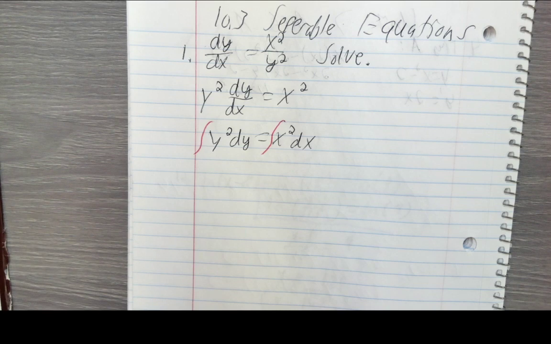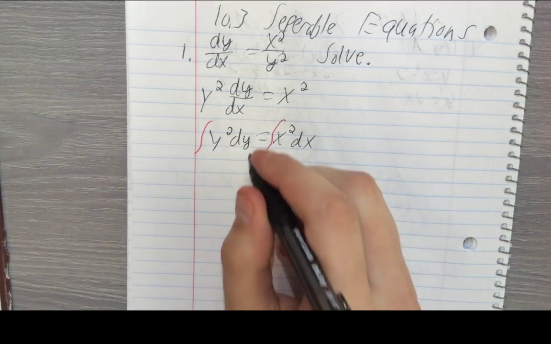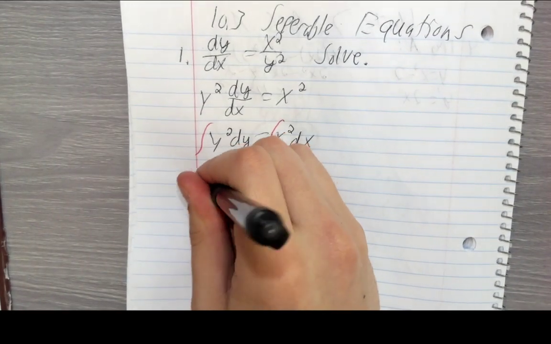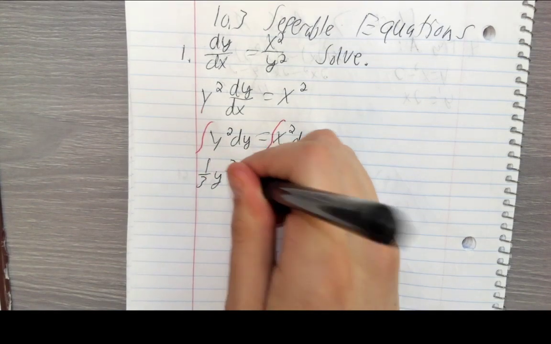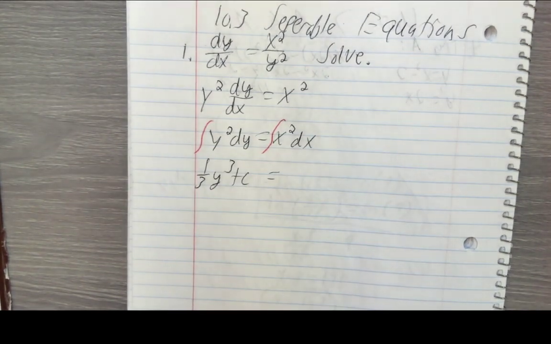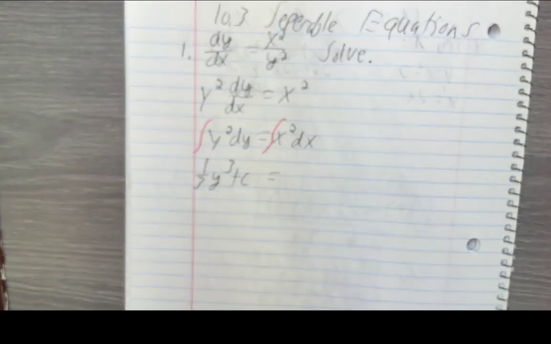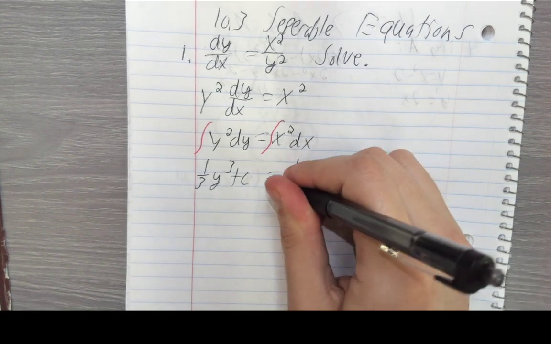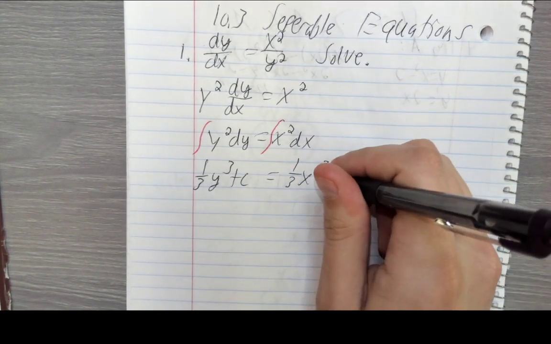All right, so this is what we get then. If I'm taking the integral of y squared with respect to y, I'm going to get 1/3 y cubed plus c. Make sure this is zoomed in, okay? And same thing on the right side, I'm going to get 1/3 x cubed plus c.